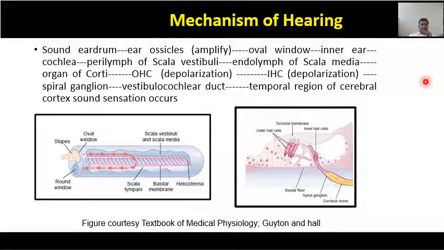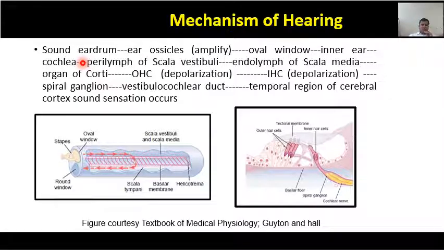Now come to the mechanism of hearing. The sound from the outer ear is collected and comes to the tympanic membrane and passes into the middle ear. The ear ossicles present in the middle ear amplify the sound, and through the oval window it enters into the inner ear. In the inner ear, the cochlea is the main structure for hearing.